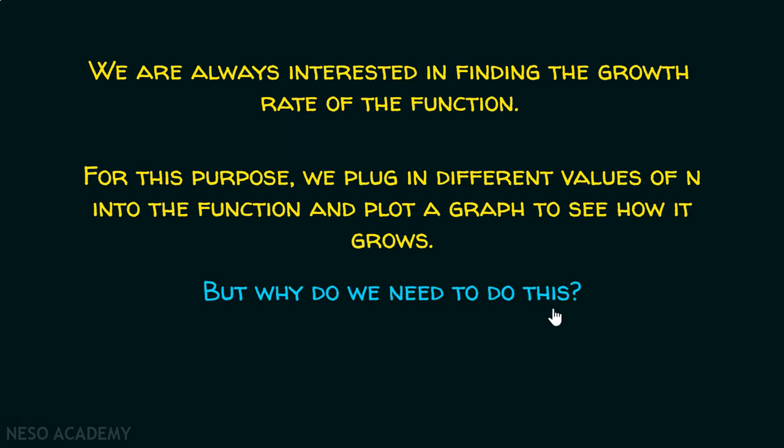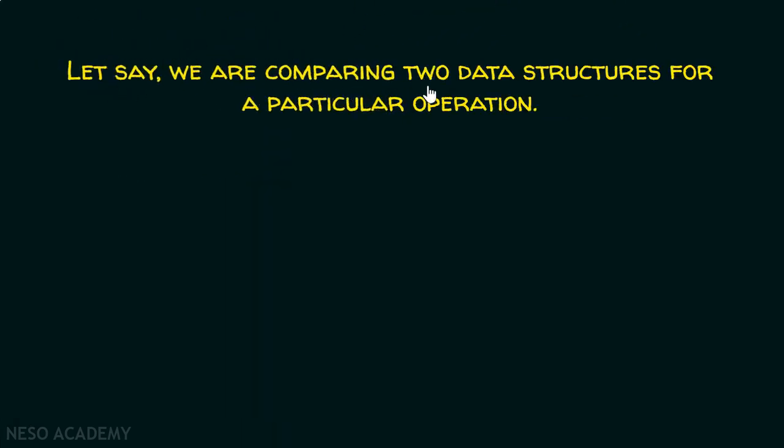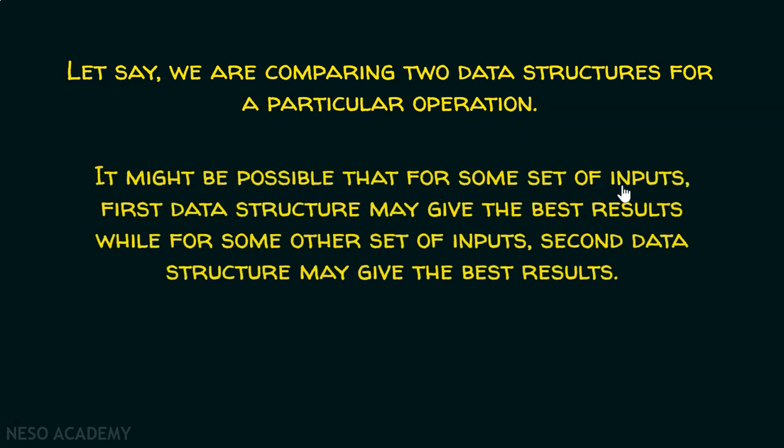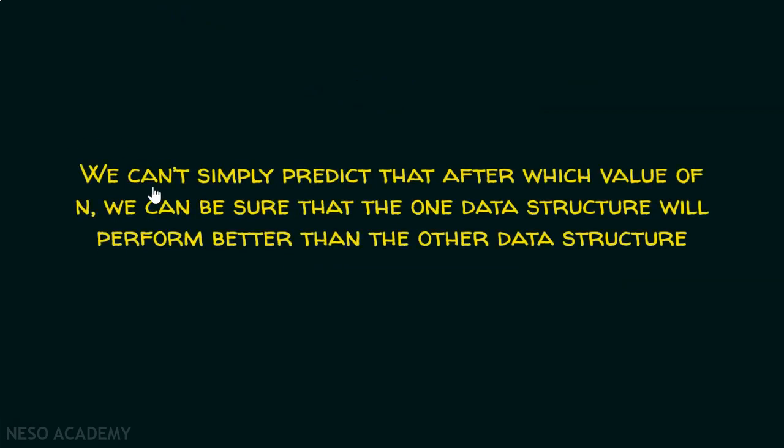Why do we need to find the growth rate of the function? Why is it so important? Let's see why. Let's say we are comparing two data structures for a particular operation. It might be possible that for some set of inputs, the first data structure may give the best results, while for some other set of inputs, the second data structure may give the best results. This can be the possibility. We can't simply predict after which value of n we can be sure that one data structure will perform better than the other data structure.